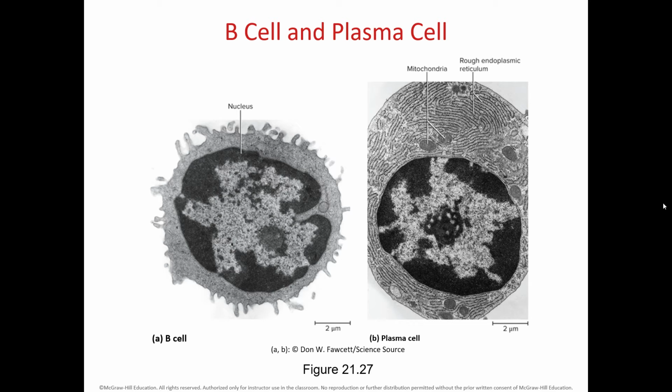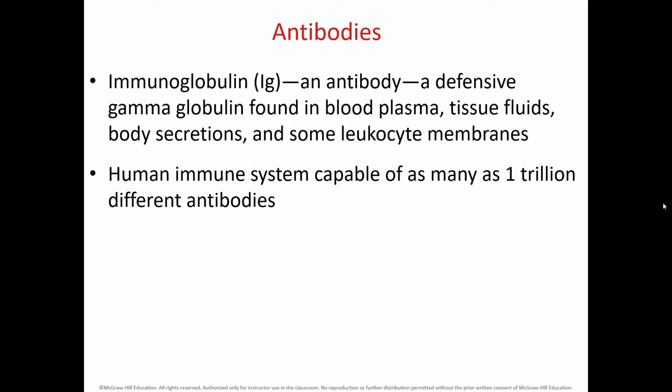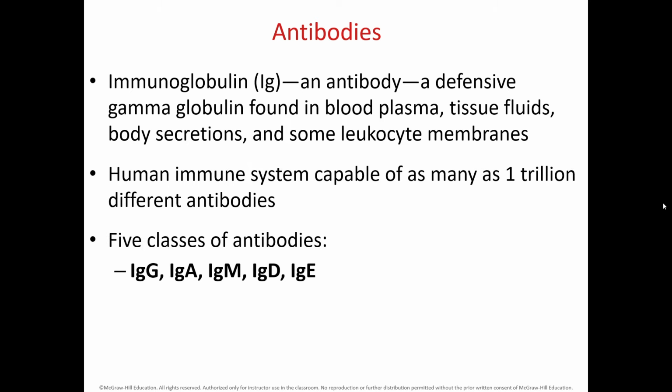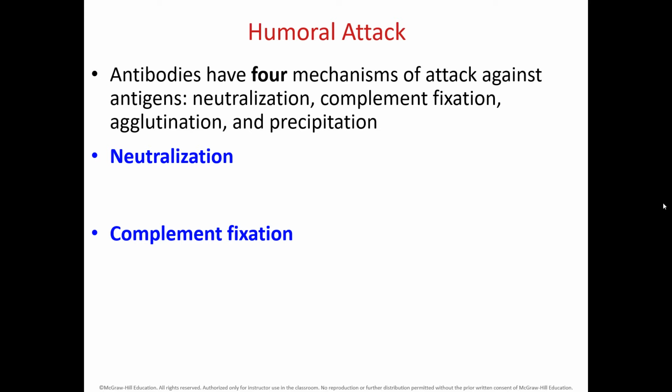So let's talk some more about the antibodies. Again, antibodies are immunoglobulins. We've talked about the 5 classes of antibodies in a previous video. I know that, once again, our slides are a little mixed up compared to what you may have printed out versus how I'm putting them in the videos, but my videos are actually going along with the order that's in your book. So when we look at the function, the action of antibodies, they have 4 mechanisms of attack against antigens: neutralization, complement fixation, agglutination, which is going to seem familiar, and precipitation.